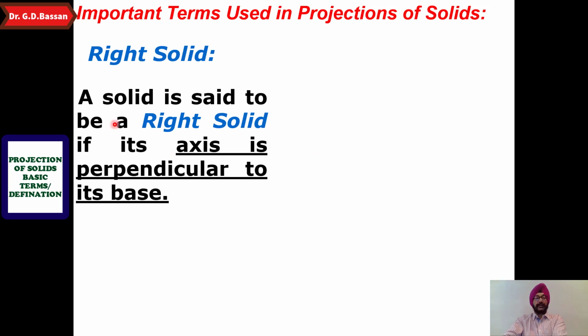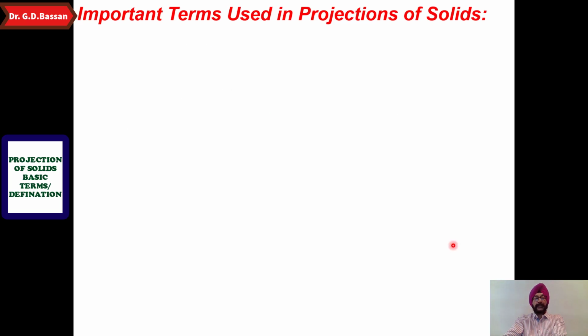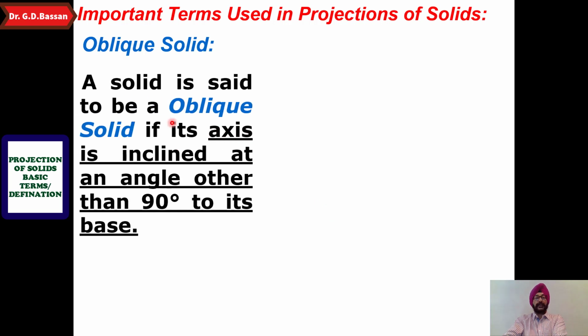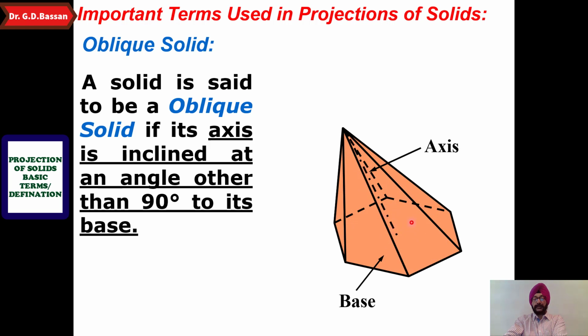A solid is said to be a right solid if its axis is perpendicular to the base. So if this axis is perpendicular to the base, then that solid is always considered a right solid. Okay. And another one is an oblique solid. Oblique means other than 90 degrees. So a solid is said to be an oblique solid if its axis is inclined at an angle other than 90 degrees to its base. So if this axis is inclined other than 90 degrees to the base, then this solid is known as an oblique solid.